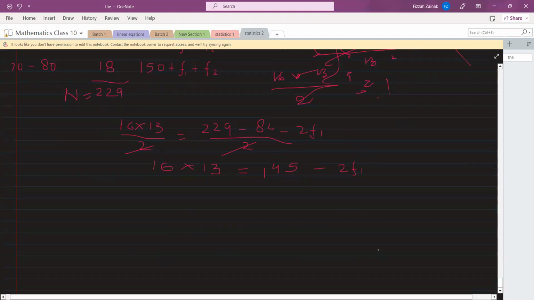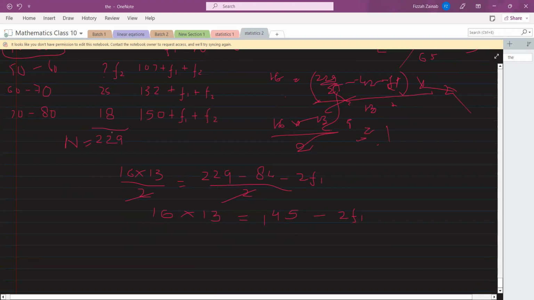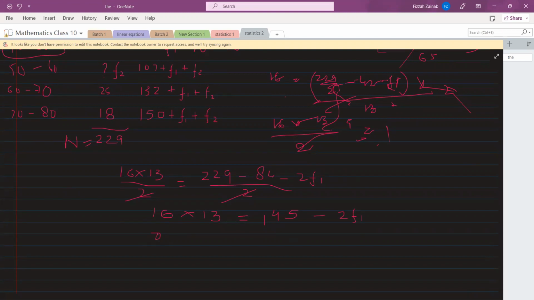So you can just do one thing. Take this 2F1 on the left hand side. Okay, first you do 16 into 13. How much is 16 into 13? Please multiply and tell me. 208. Okay, so 208 is equal to 145 minus 2F1. Now please solve it for F1. It's not tough now.